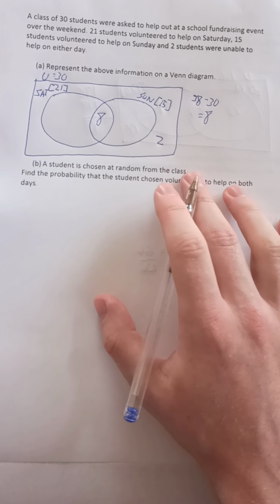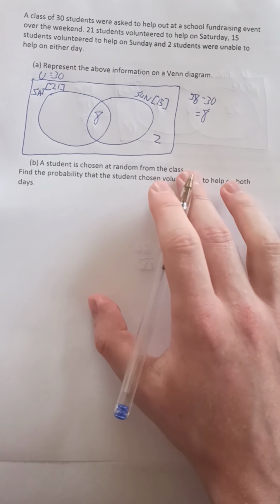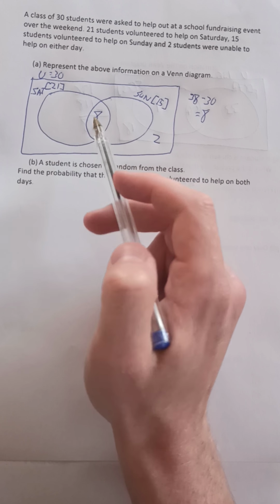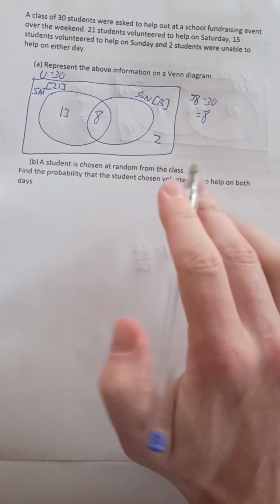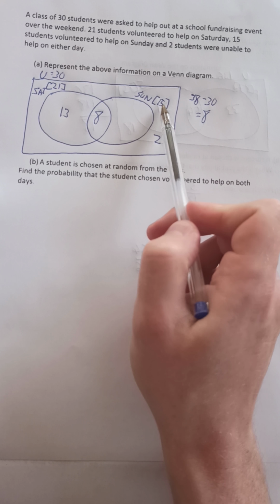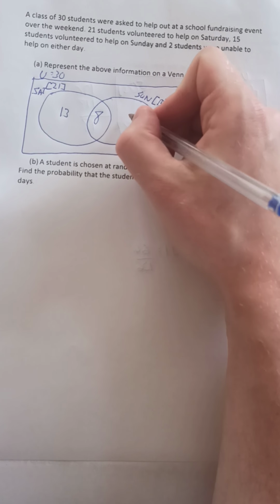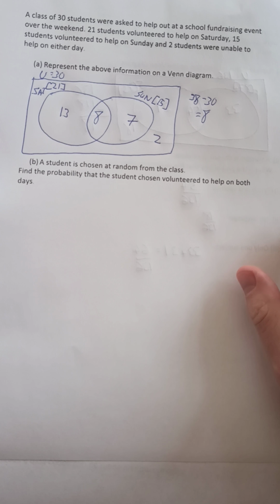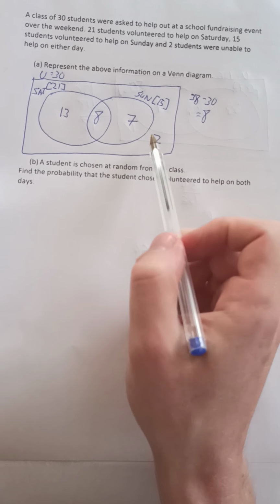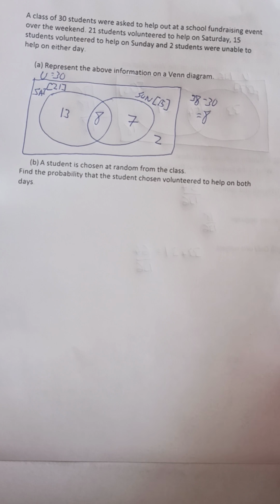Now we can fill in the rest of it. So for 21 then, minus 8, that would be 13. Here, for 15 minus 8, that would be 7. And now we have our Venn diagram done. Because if we add up everything here, we end up with 30.